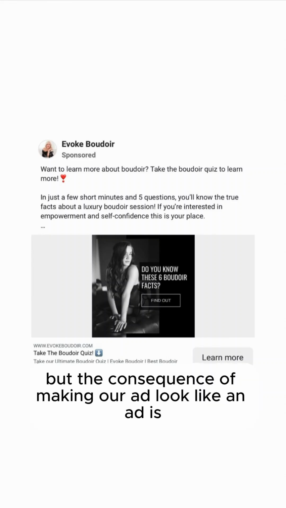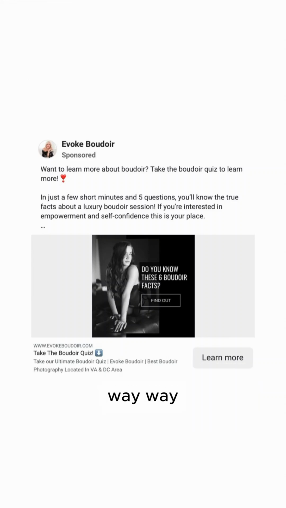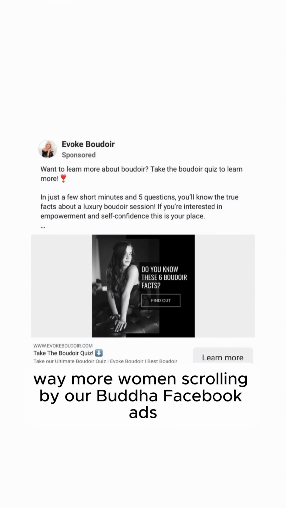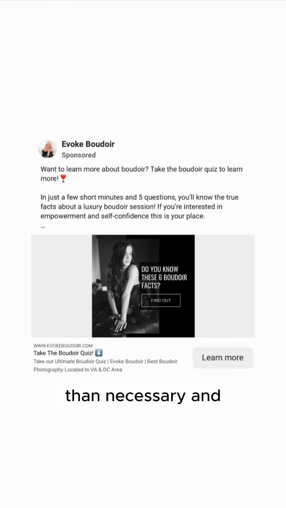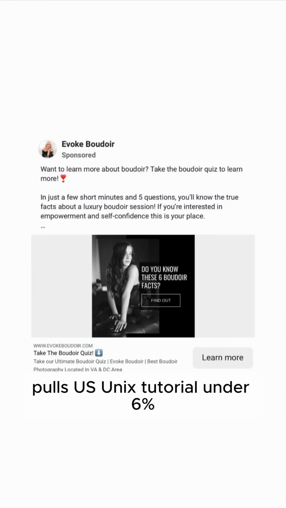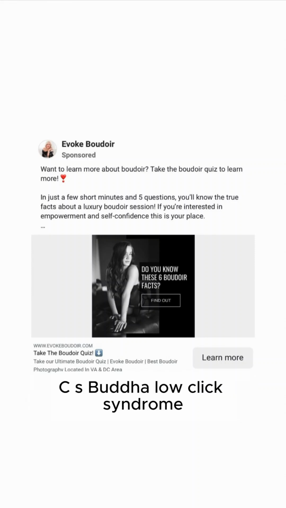But the consequence of making our ad look like an ad is way more women scrolling by our Boudoir Facebook ads than necessary. And as a result, it pulls our unique CTR all under 6%, and it actually contributes to BLCS, Boudoir low click syndrome.